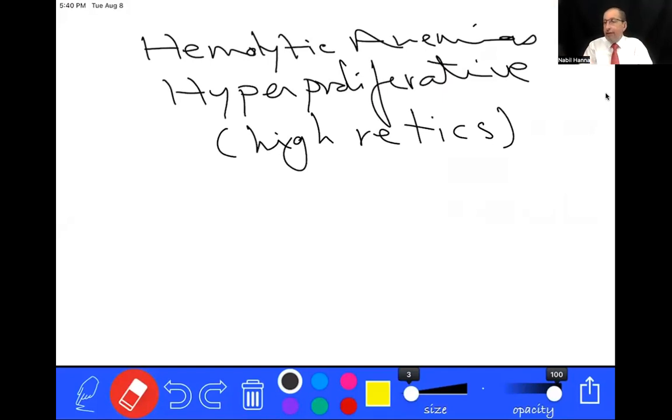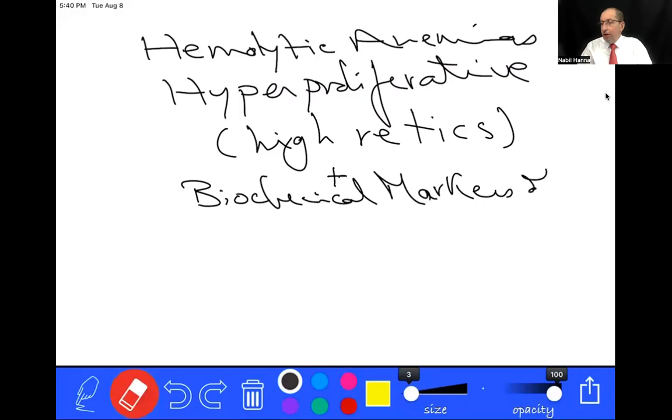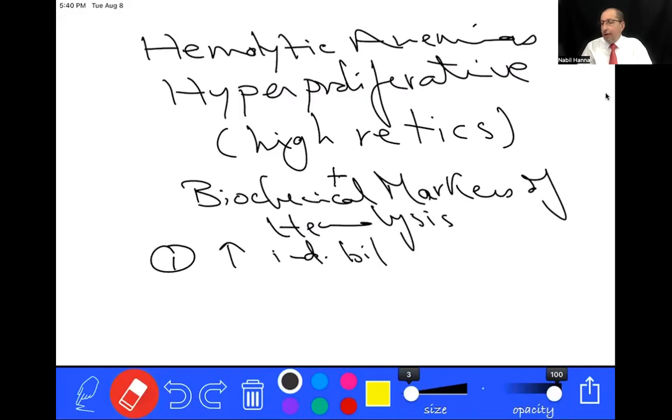Hemolysis, high retics. In addition to the high retics, you have biochemical markers of hemolysis. And they are three. The biochemical markers of hemolysis are three. Increased indirect bilirubin, increased LDH, and decreased haptoglobin.